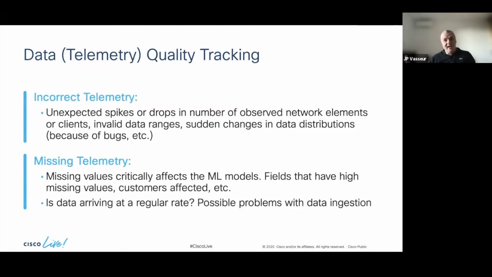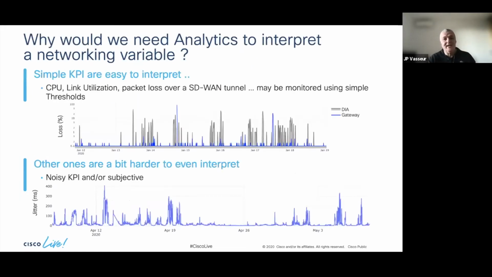Don't go do that. Really start with the telemetry. Yes, incorrect telemetry does happen. It could be because of bugs sometimes in software. There's no software without bugs. Sometimes the telemetry is missing, so you need to handle missing data when you run your machine learning algorithm. So there are many challenges like that.